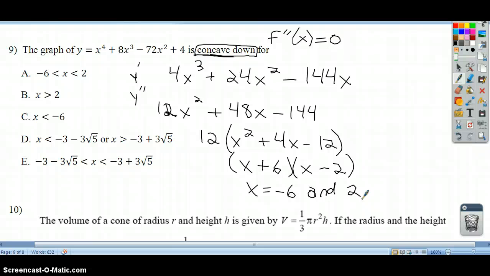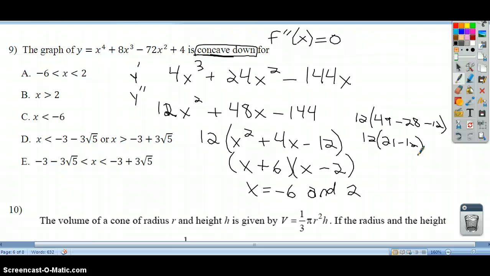So what I'm going to do is I'm going to test negative 7 and see what my answer is. So if I plug in negative 7, I get 12 times 49 minus 28 minus 12. All right, so 49 minus 28 is 21 minus 12 is a positive number, whatever it is, times 12. So positive means that it is concave up. So I know that if negative 6 is a point of inflection, and to the left of negative 6 is concave up, then it changes concavity to go to concave down between negative 6 and 2.